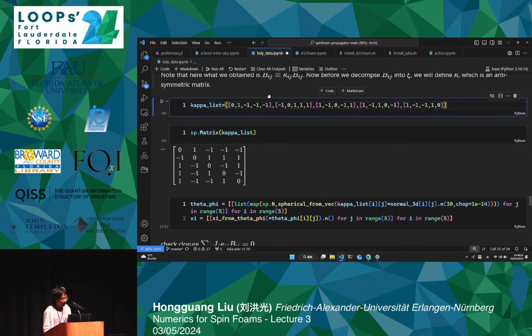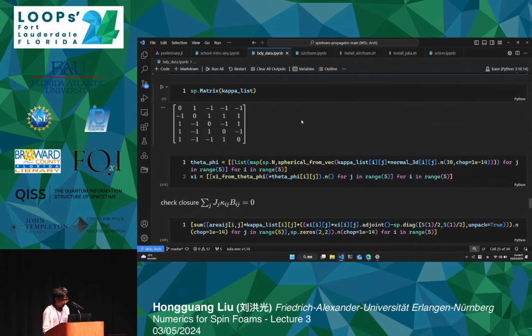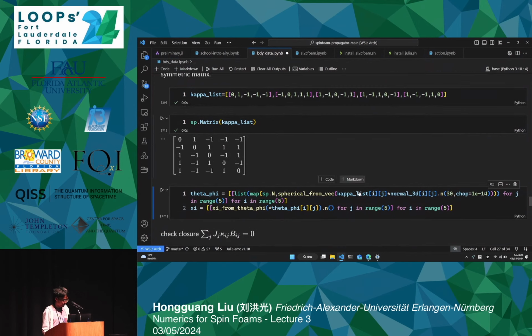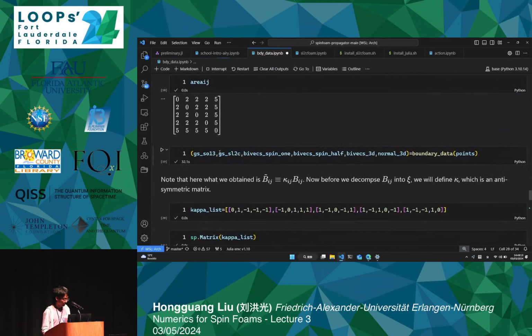I give this kappa according to a graph. This is just given by this. You can choose another kappa if you want. It doesn't matter, it's just a choice. And then after we have kappa, we can calculate back what our boundary data is, which is theta, phi and k. And the group element we already solved from here.